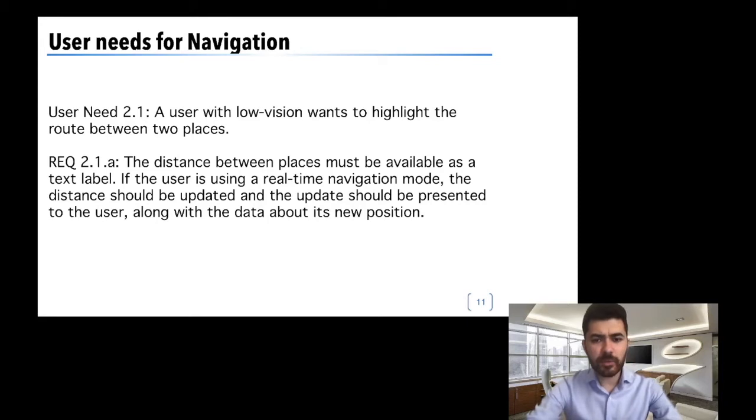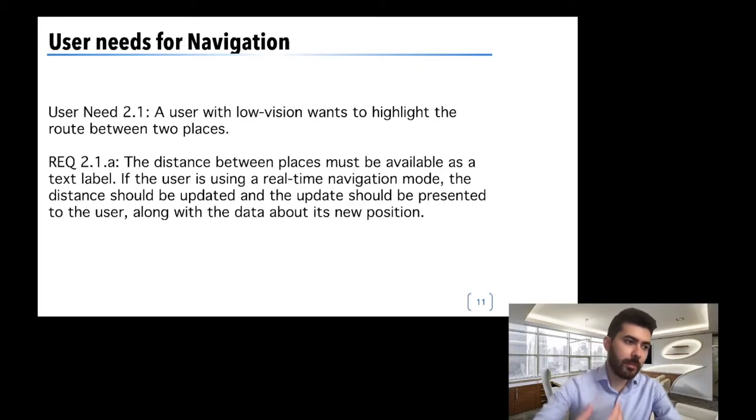The distance between places must be available as a text label. This is very important because when a user wants to navigate towards a specific destination, one of the most important information that he or she needs is the distance. And so if the user is using a real-time navigation mode, that is very common.